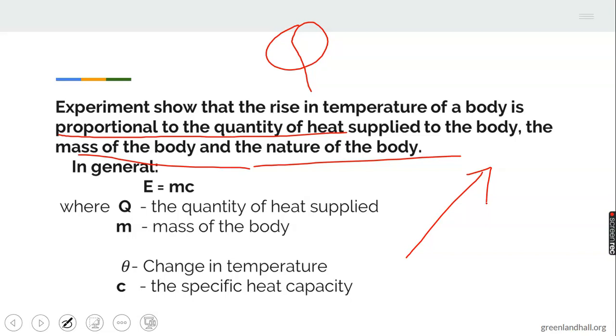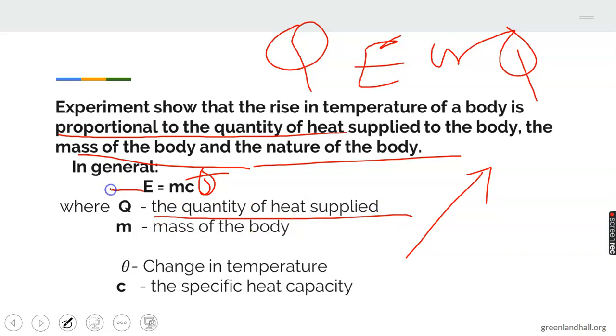Now, in general, E equals mcθ, where E or Q, at times you use E for energy, or Q, means quantity of heat. Where Q is the quantity of heat supplied, you can replace it with Q, it's still the same thing. And m is the mass of the body, while θ is the temperature change or temperature rise.